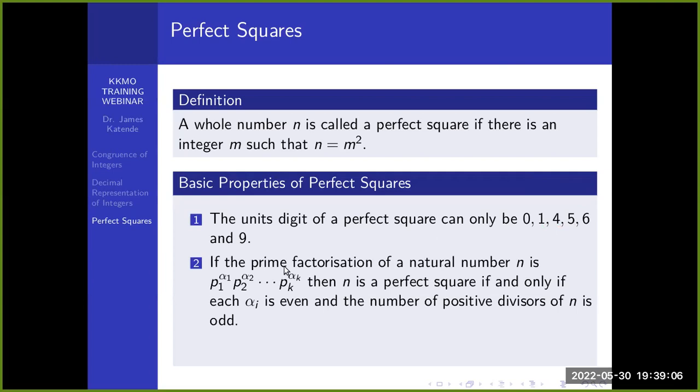So the next thing we look at is that if you have a prime factorization of a natural number in this form, then n is a perfect square if and only if each of these powers is even. So each prime factor occurs with an even power in the factorization, and the number of positive divisors of n is odd also. So this is another thing to note.